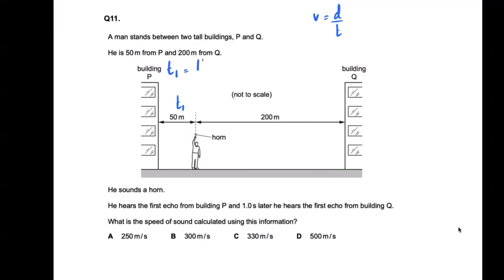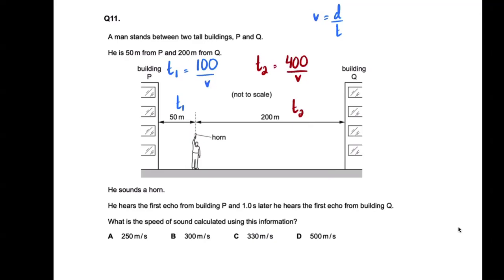100 divided by the speed of sound, which is exactly what we are asked to calculate, which is V. Similarly, this one, let's call this time T2, and I can use the same idea here as well. So 200 on the way to Q and 200 on the way back. So the total distance is 400 divided by v.